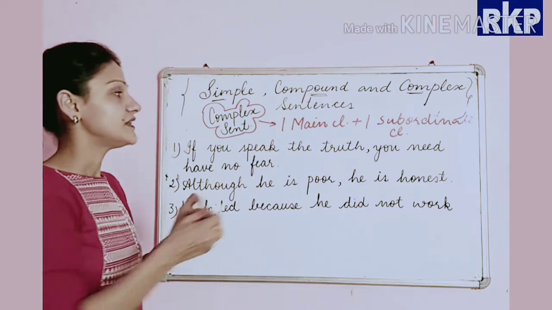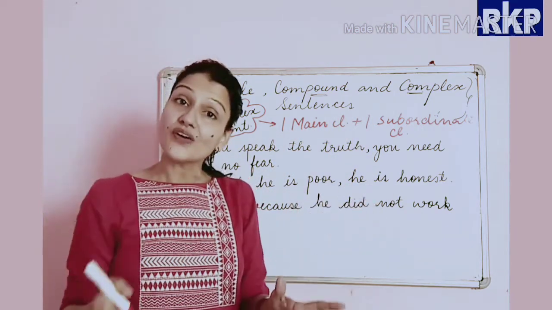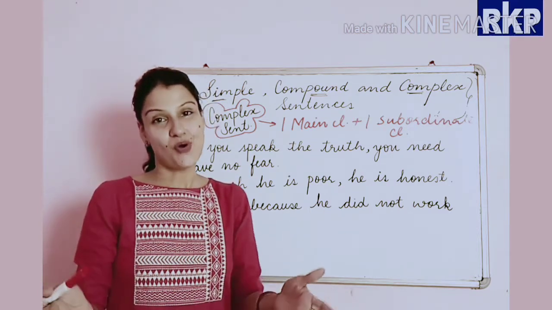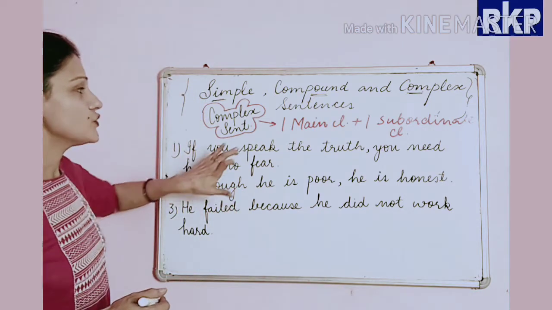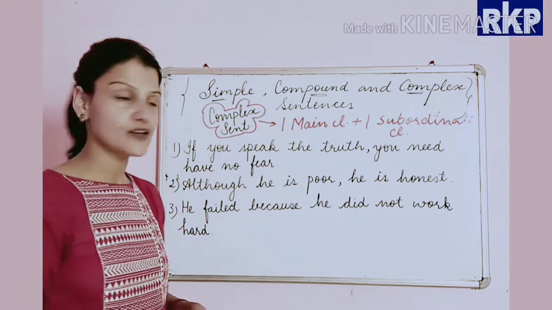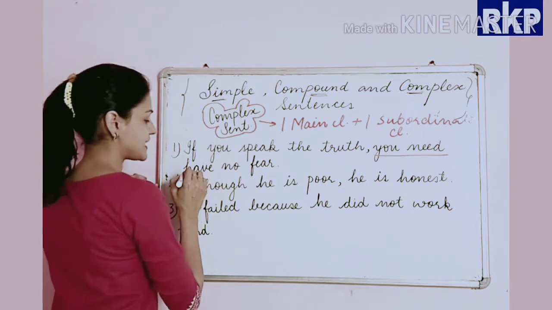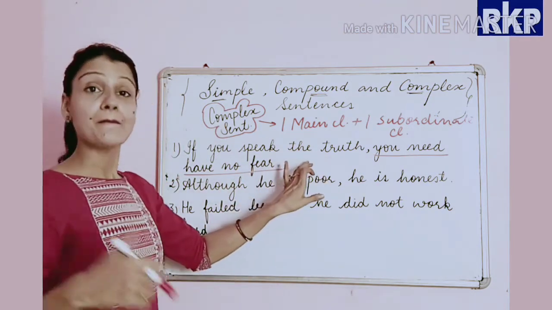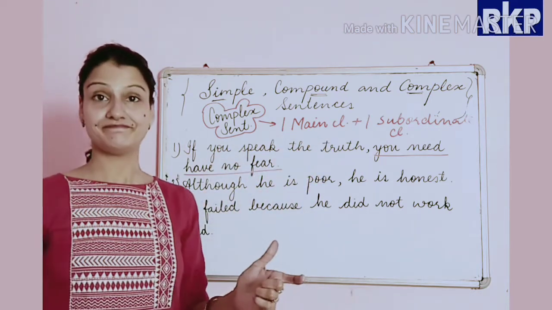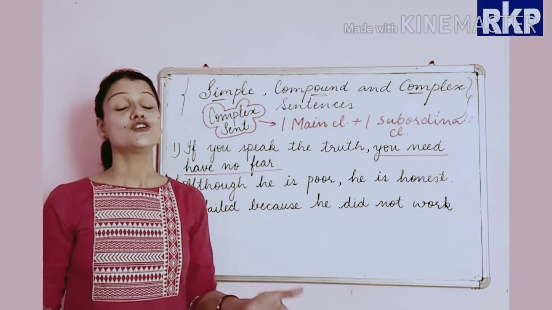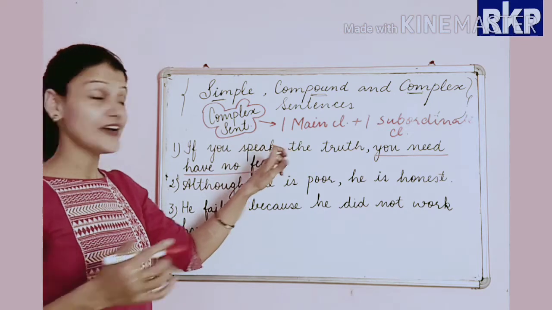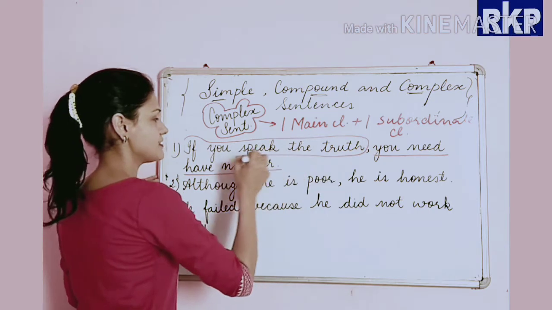All right, and they both are joined with the help of subordinating conjunctions. All right, we will always find a subordinating conjunction just before the subordinate clause. Okay, so if you speak the truth, you need have no fear. Now, beta, in this sentence, we have 1 main clause and 1 dependent clause, right? So, this part of the sentence, you need have no fear, okay? This is our main clause, because it gives complete sense, right? On the other hand, if you speak the truth, that doesn't give us complete sense. And to get full clarity, we need to read the main clause along with the subordinate clause. All right, so this is our subordinate clause.